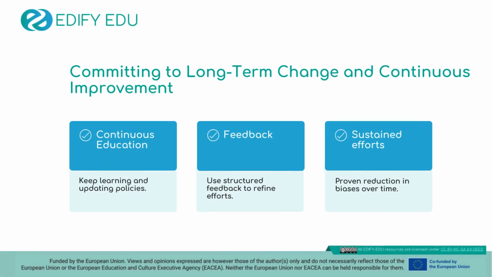Committing to long-term change and continuous improvement is essential for meaningful progress in bias mitigation. Start with continuous education, ensuring that both individuals and organizations keep learning and regularly updating policies. Implement structured feedback mechanisms to refine efforts and ensure accountability.